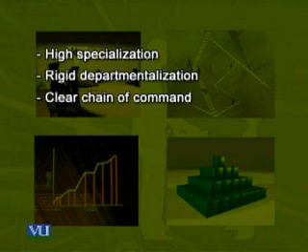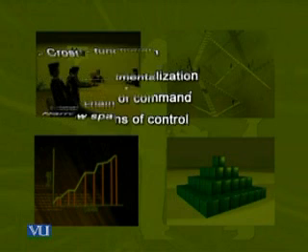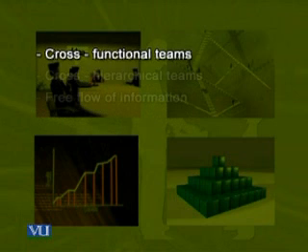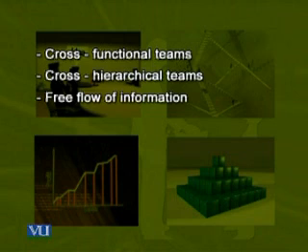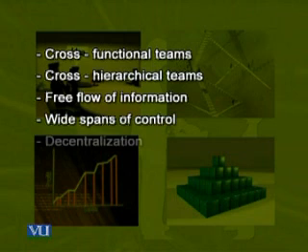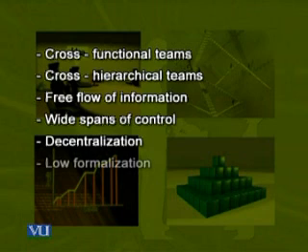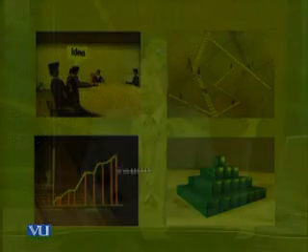While in the open organic model, it is the network basically. It is cross-functional teams rather. And there is free flow of information, wide span of control, more decentralization, and low formalization. And that is the model which the team-based organizations are basically adopting. And these are the structures which can obviously be seen in the team-based organization.